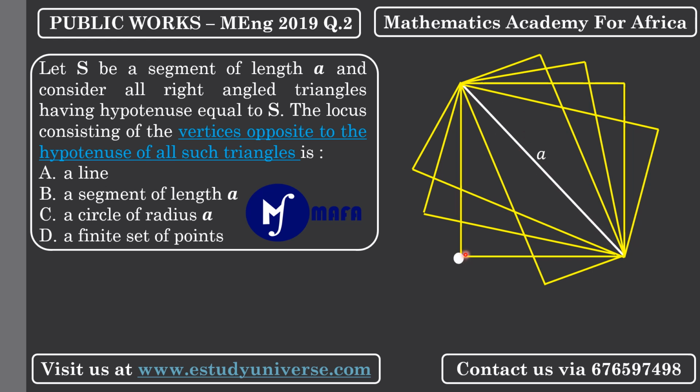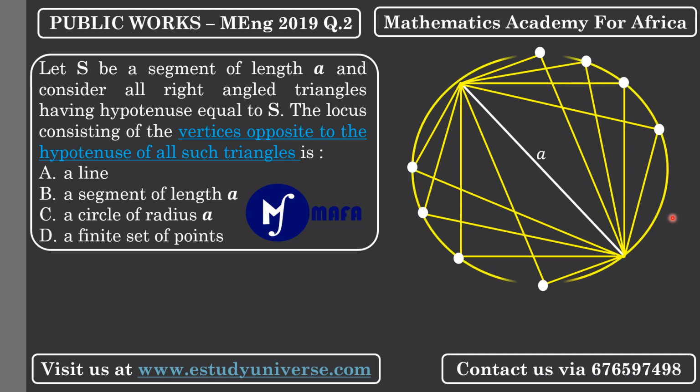So we are going to have, for the original right angle triangle, this is the vertex that is opposite to the hypotenuse. Now for this other one here, this is a vertex that is opposite to the hypotenuse. For this other one, this is a vertex that is opposite to the hypotenuse. So you see that all those vertices are going to be at the right angle. Okay, so clearly the figure that is going to be formed is a circle.